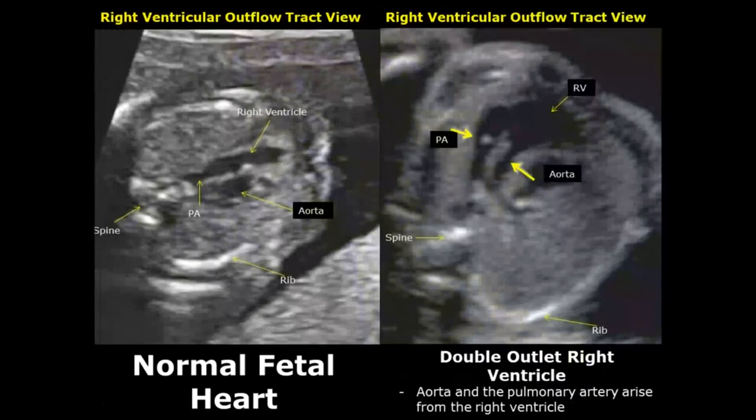In a double outlet right ventricle, we will see two arteries arising from the right ventricle, the aorta and the pulmonary artery. They are both arising from the right ventricle.